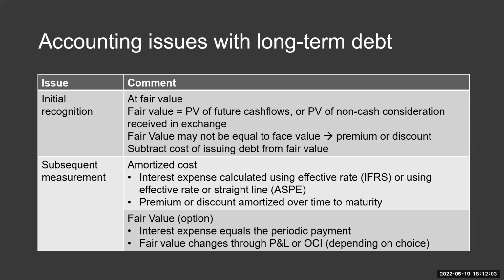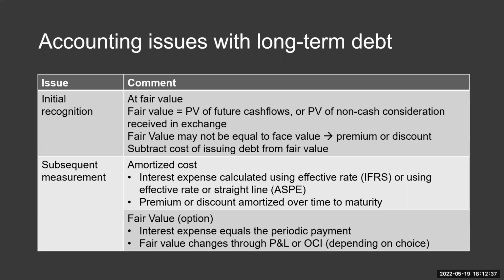And so that automatically, when you subtract the issuance costs, is going to result in a discrepancy. Even if we had issued the debt at par, at face value, if there was an issuance cost, subtracting the issuance costs will mean that the long-term debt gets initially recorded at a discount, and therefore there's going to be an amortization needed, right? So subsequent measurement, for the most part, happens at amortized cost.